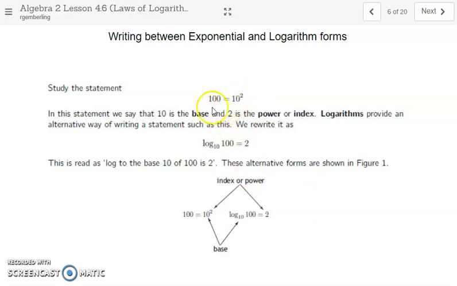That would be the exponential. And its log would be log of 10, which is the base, of 100, that's the answer, is equal to 2. And so logarithms, when set up correctly, the answer to a logarithm is actually the exponent. So we're going to use logs as our inverse to get to the actual exponent answer.